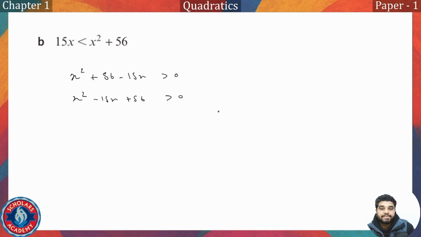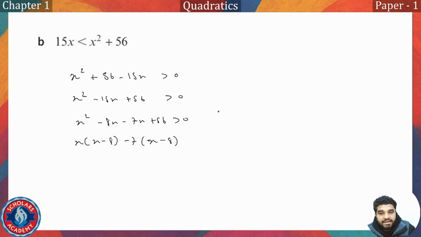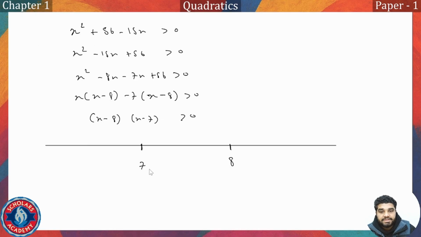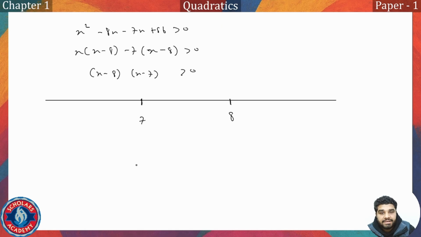So this is 56. So product is 56, sum is 15. So we get x square minus 8x minus 7x plus 56 is greater than 0. So if we take x common over here, we get x minus of 8 and minus 7 times x minus of 8 is greater than 0. x minus 8 and x minus 7 are two factors of this quadratic equation, and we get 7 and 8 as our zeros. So this real line gets split into 3 intervals.